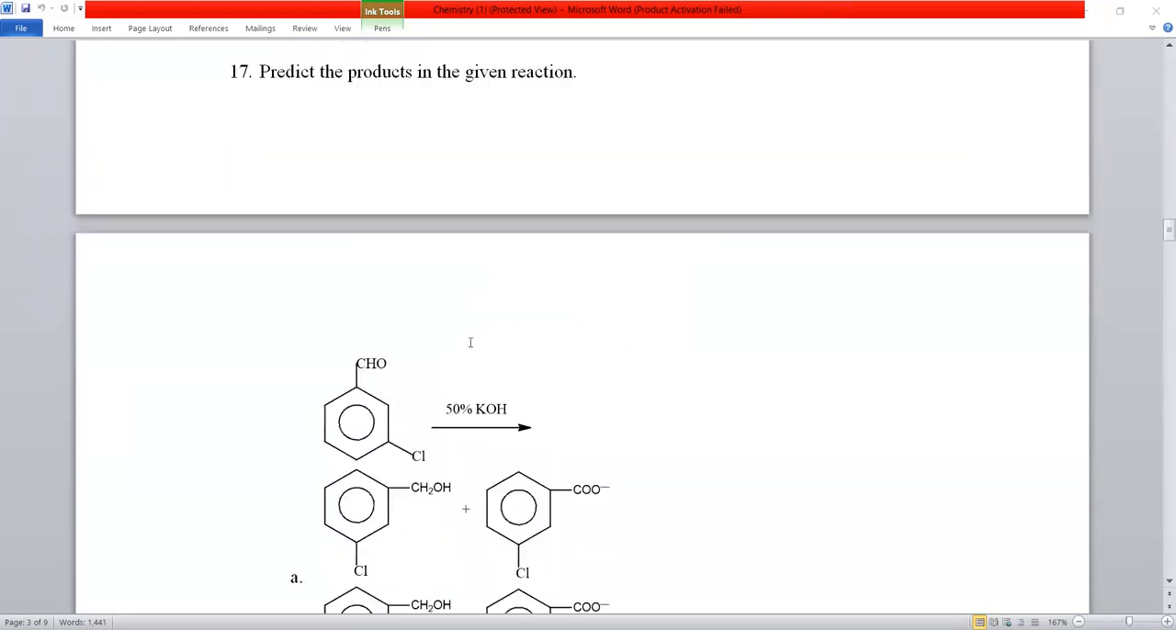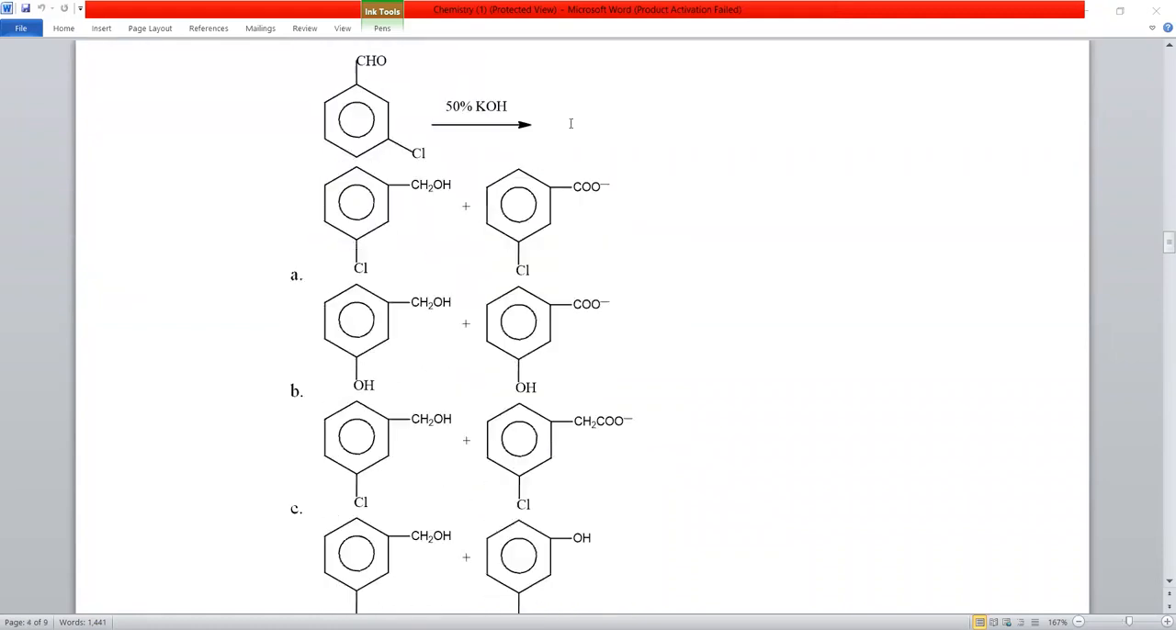Next, question number 17. Predict the products in the given reaction. The given reaction they're asking.